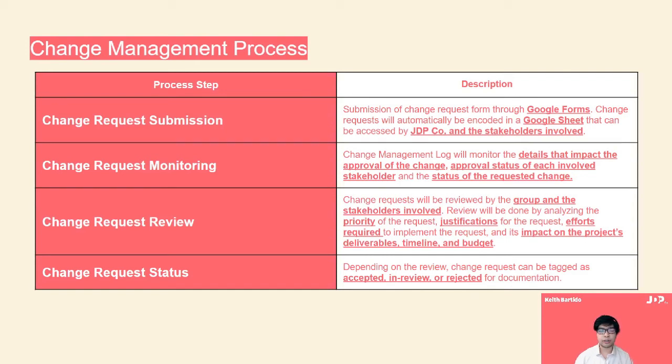Lastly, change request status will depend on the review and deliberation of the group and involved stakeholders and their decided action on the change. The status of the change request could be tagged as accepted, in review, or rejected. Google Forms was chosen for two reasons: ease of submission and its integration with Google Sheets. Using Google Forms will streamline the change request process by connecting submission forms directly to the Google Sheets and automatically encoding every entry to a Google Sheet file.